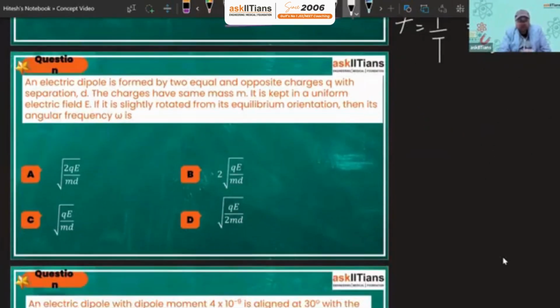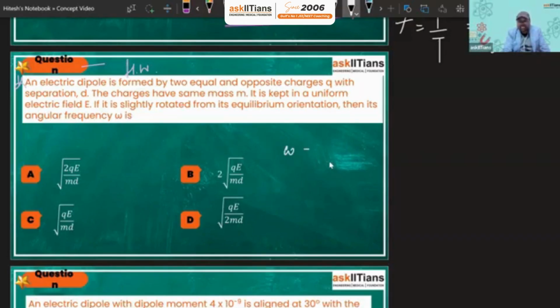All right. So this is a question we are having in here. I'll suggest you to please perform this question as homework, right? You can take a screenshot and please perform this question as homework. This is based on this SHM thing that you need to cover. I'm just telling you the approach: we have an electric dipole, separation D, charges have the same mass. It is kept in a uniform electric field, it is slightly rotated, then you have to find its angular frequency, right?